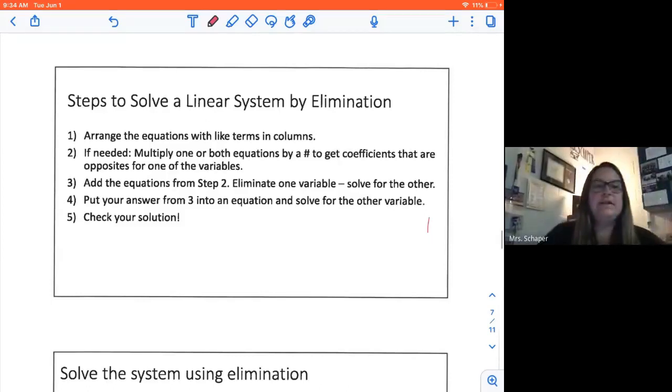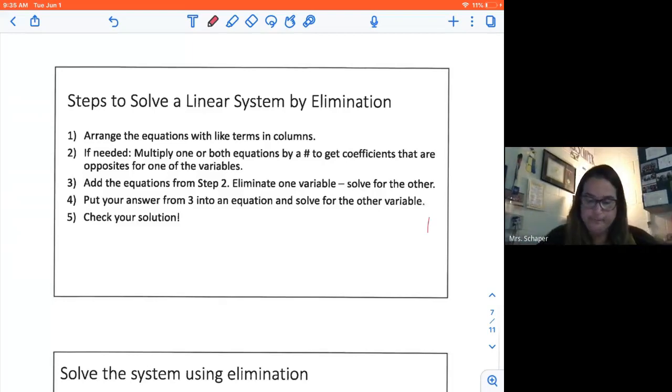Hey mathematicians, today we're going to talk about solving systems of equations by using elimination. We talked yesterday about how you can graph them and find where they intersect. Well, algebraically is another way that you can do it. And so we're going to work through this today and the next day along with applying it.